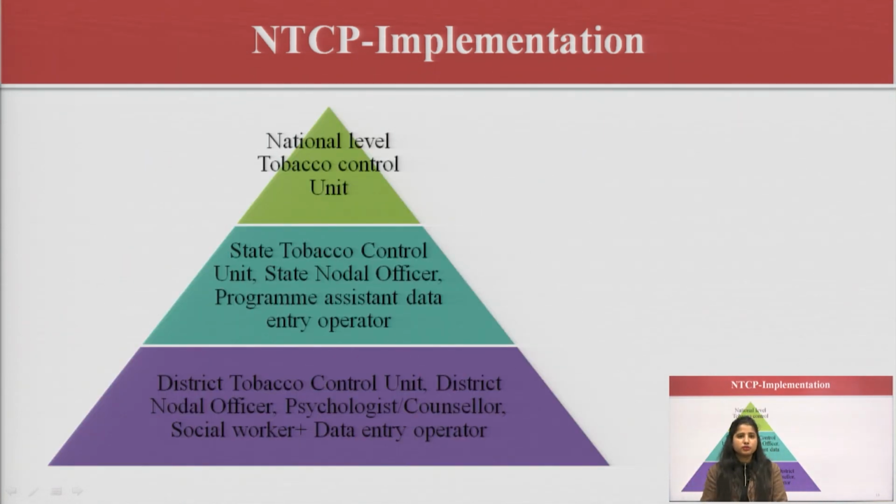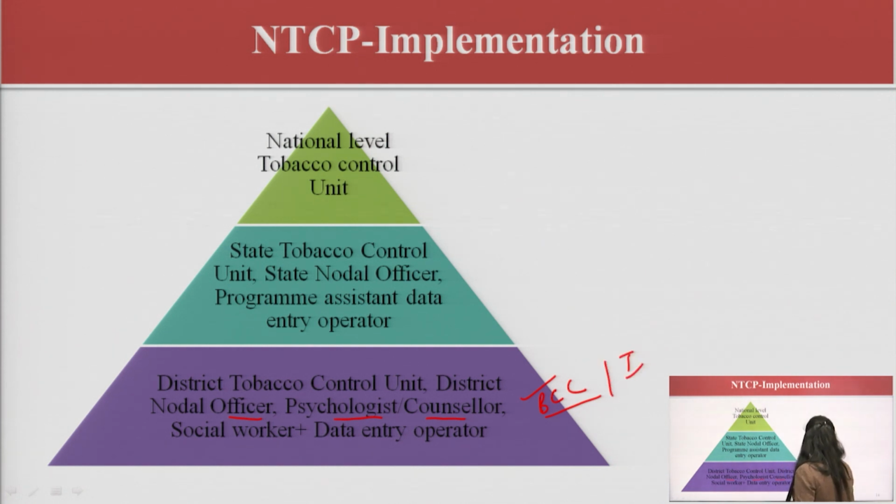So, this is one of the pictorials. At the very bottom we see the District Tobacco Control Unit. These units are working in the districts. District nodal officers are there. Psychologists and counselors are there, and they provide counseling. We have used the terms BCC, behavioral change communication, and IEC, information, education and communication. These are provided by the psychologist and counselor about the use of tobacco and how to quit it.